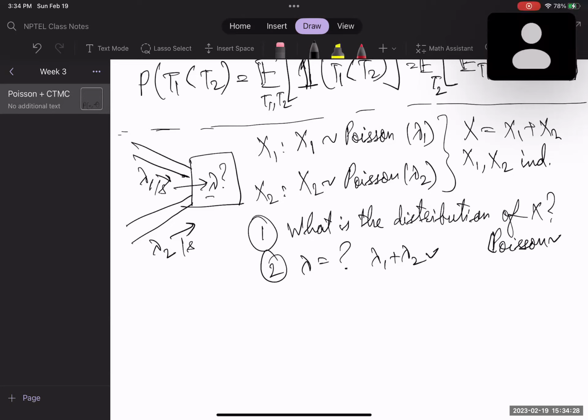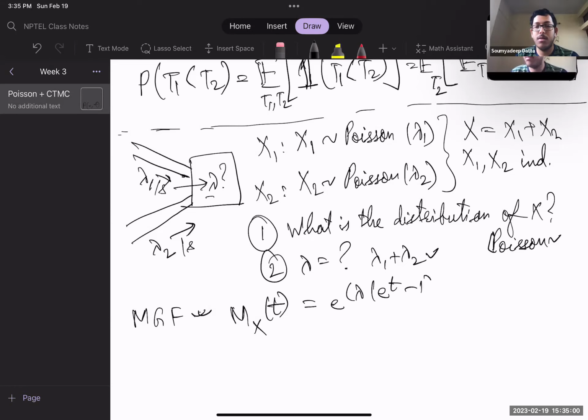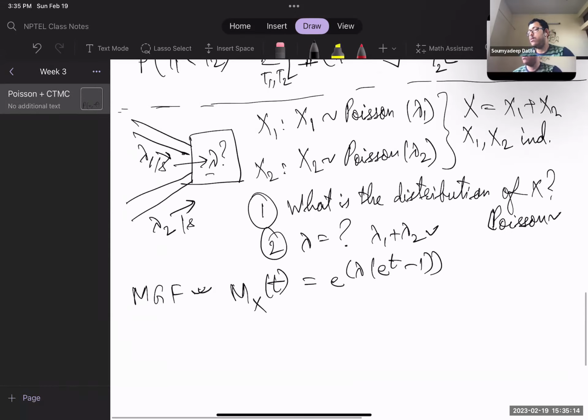We can use the moment generating function. Yes, you are right, the moment generating function is the way to prove it. You can also do it simply, honestly you don't need the MGF, but okay, let's try the MGF. The moment generating function for a Poisson is given as e to the power lambda times (e to the power t minus 1).